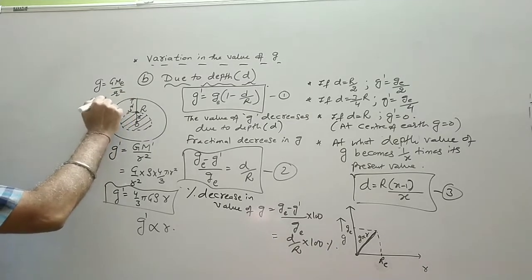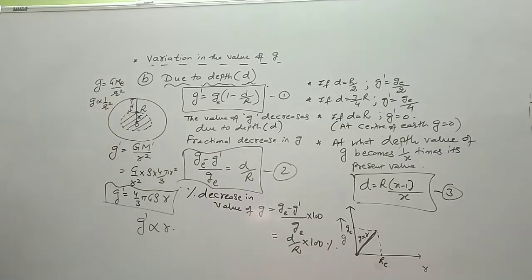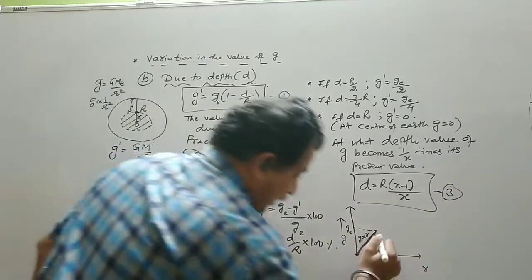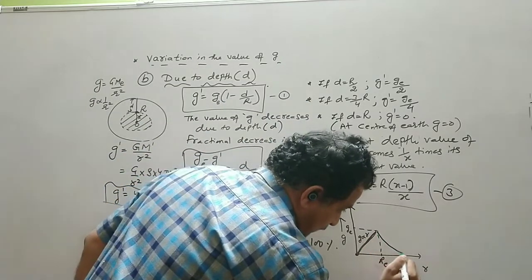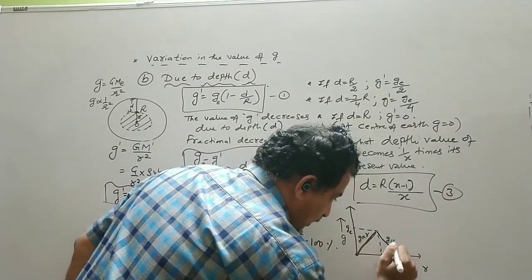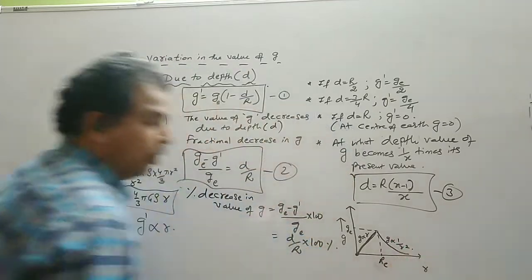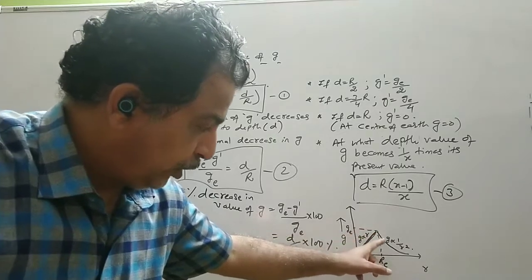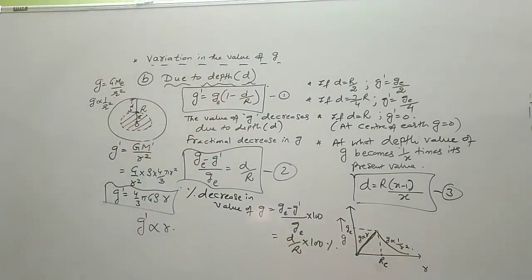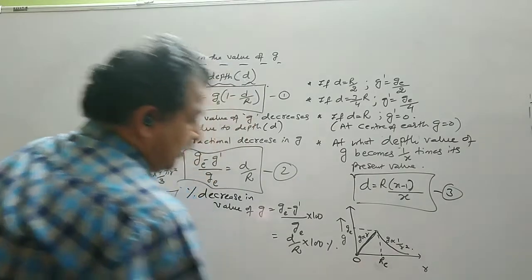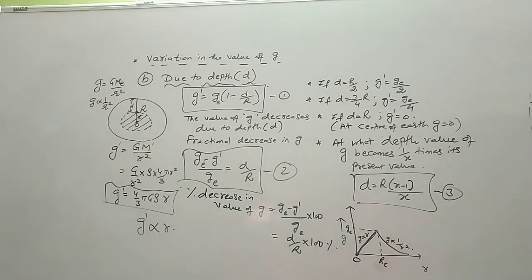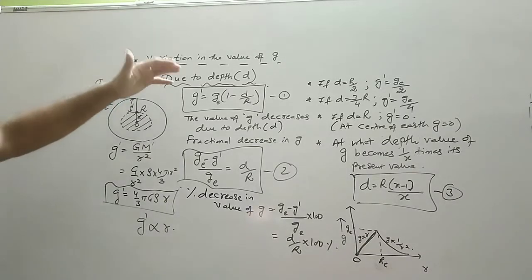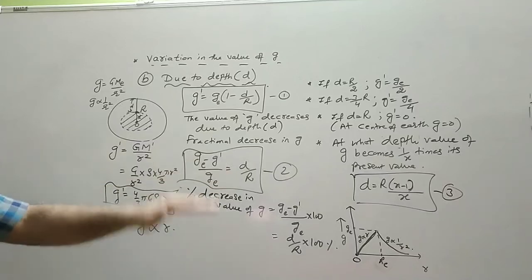So g is inversely proportional to the square of the distance from the center. So the graph decreases like this. This is g proportional to 1 upon r square, so this is the graph for 1 upon r square. You can interpret this like at the center 0, then in direct proportion, and from the surface of the Earth or above the surface of the Earth, the value of g again decreases.